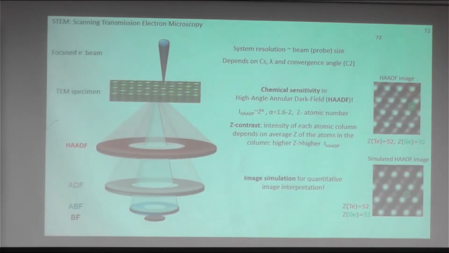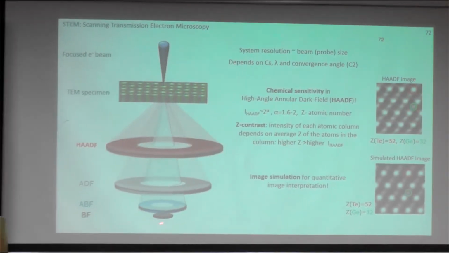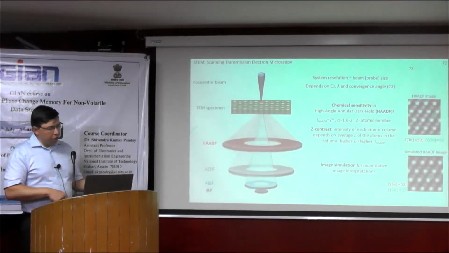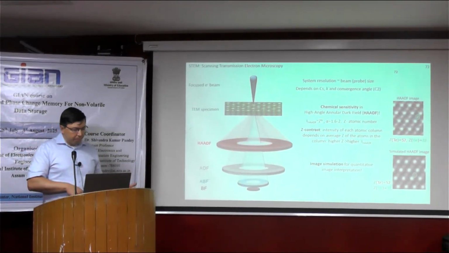And what happens here? Your electrons can be scattered at different angles and can be collected by different detectors. One detector is called high angle annular dark field. And now this is the annular dark field detector, and these are two bright field detectors. Here bright field, and this is annular bright field. With the bright field detector, you get images comparable to HRTEM images.